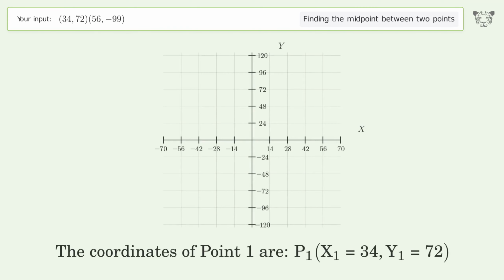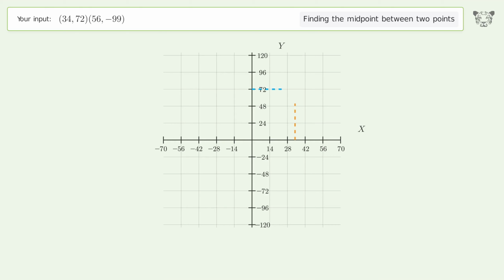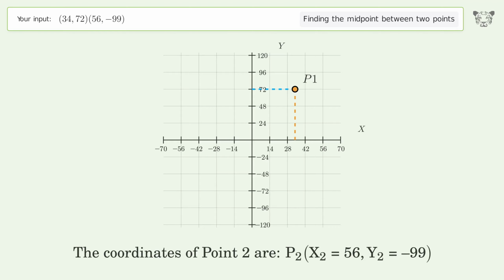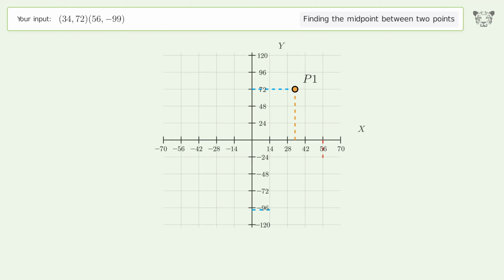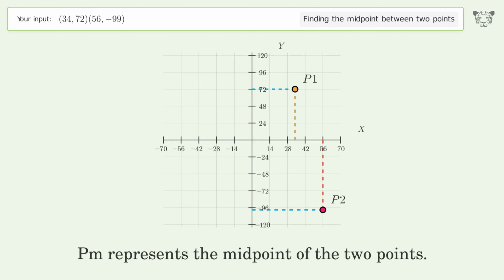The coordinates of point 1 are, x1 equals 34, y1 equals 72. The coordinates of point 2 are, x2 equals 56, y2 equals -99. PM represents the midpoint of the 2 points.